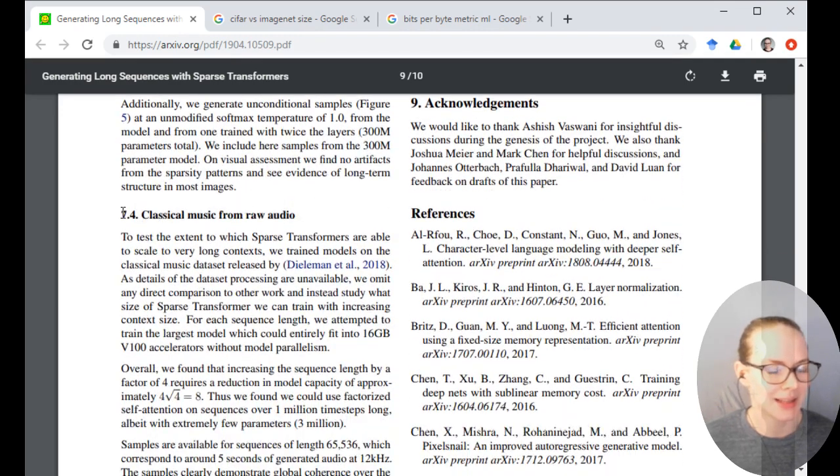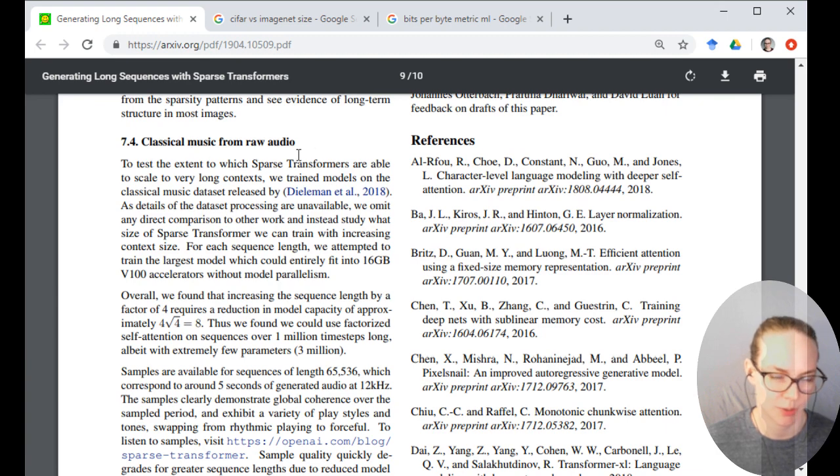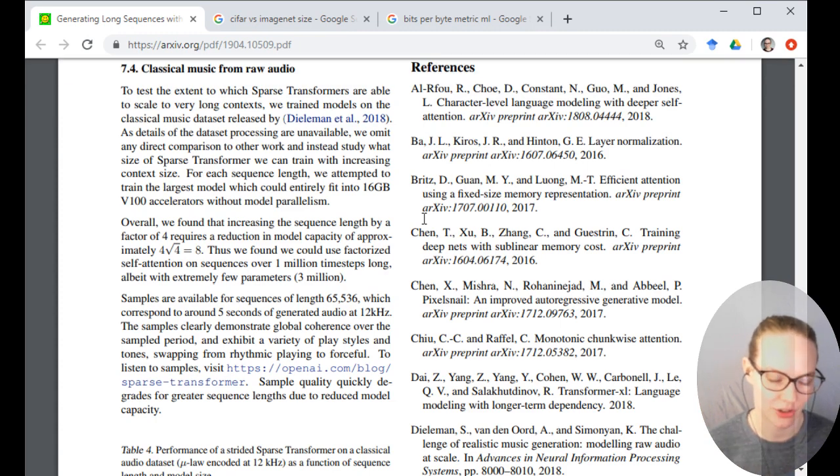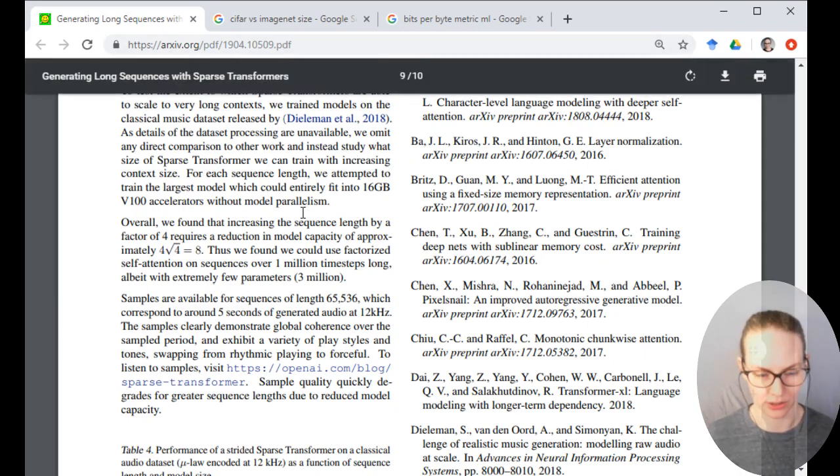Okay. Classical music from raw audio. To test the extent to which sparse transformers are able to scale to very long contexts, we trained models on the classical music dataset released by Dieleman et al. 2018. As details of the dataset processing are unavailable, we omit any direct comparison to other work and instead study what size sparse transformer we can train with increasing context size. For each sequence length, we attempted to train the largest model which could entirely fit into 16 gigabyte V100 accelerators without model parallelism. So if you are comparing models here, a model which could do more compression and would require less memory for a longer sequence would do better, given this artificial constraint of having to fit it on a single accelerator.